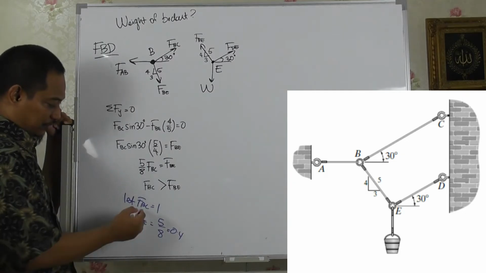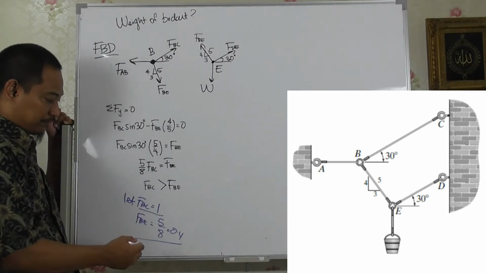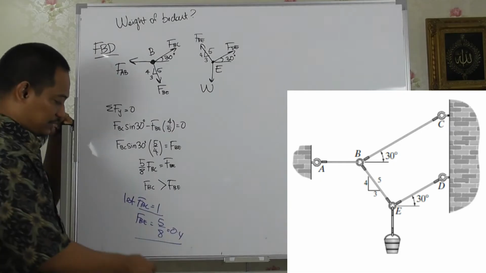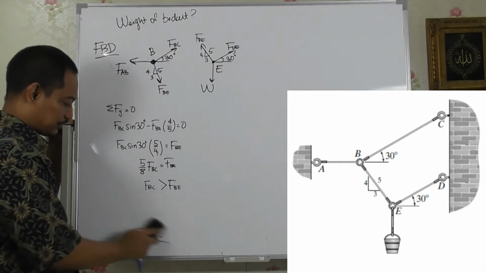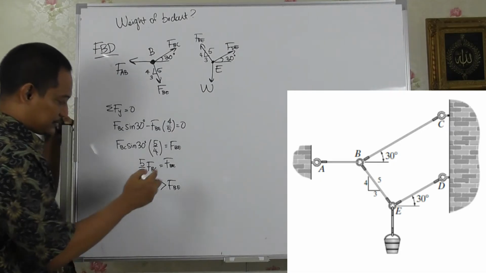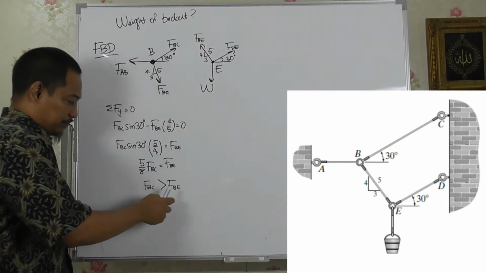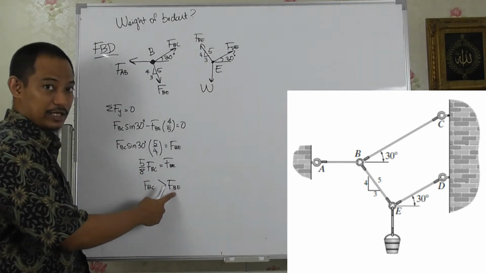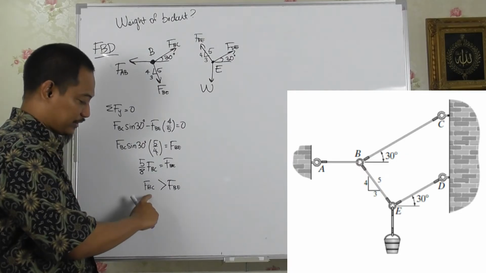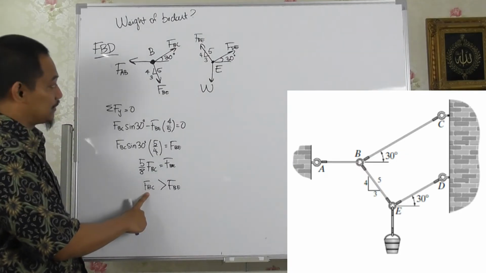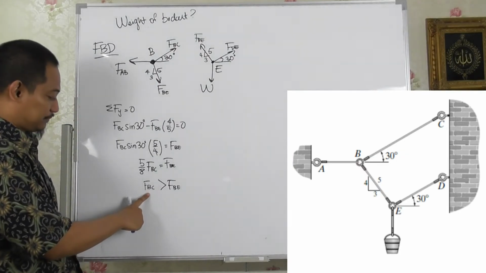So which one is larger? This one is larger, compared to this one. So FBC is larger than FBE. That's how you just substitute and check, oh okay, that one is larger. Meaning that between these two, FBE is confirmed not the highest force because it's smaller than this one. Is this the largest one? We have to compare with something else first.